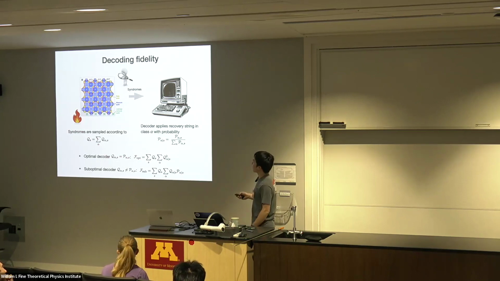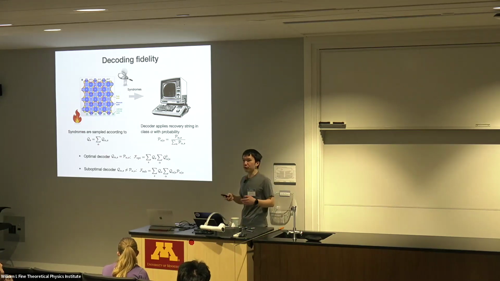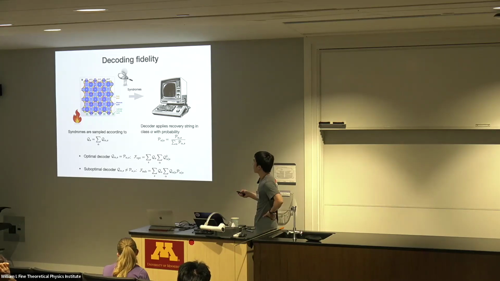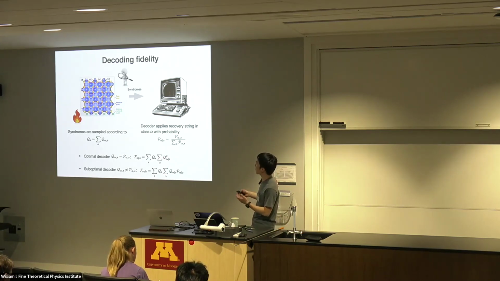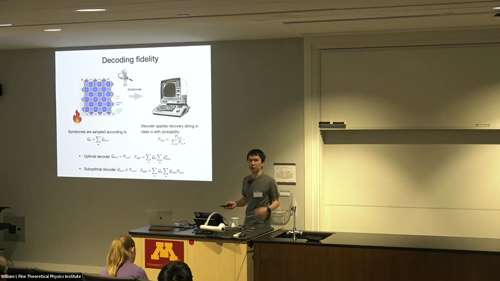I'm focusing on the decoder I call the Bayesian decoder, where the decoder applies the recovery string in class alpha according to the conditional probability Q(alpha|S) the decoder assigns to the class alpha. So the success probability is given by Q(alpha|S) times P(alpha|S) of the decoder. That gives you the decoding fidelity, which is the quantity one wants to consider.